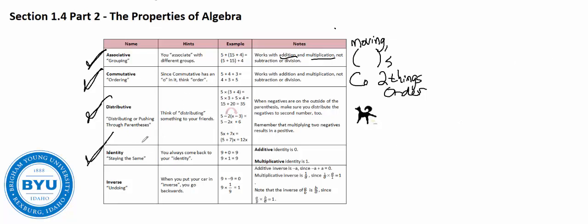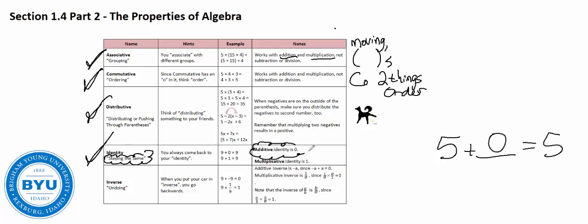Let's talk about the identity property. The identity property makes things stay the same. So if I had 5, there is a number that I could add to 5 so that it just stays the same. What can I add to 5 so that it doesn't change? You bet, 0. When doing addition, the additive identity is 0. And this is an example of the identity property of addition, adding 0.